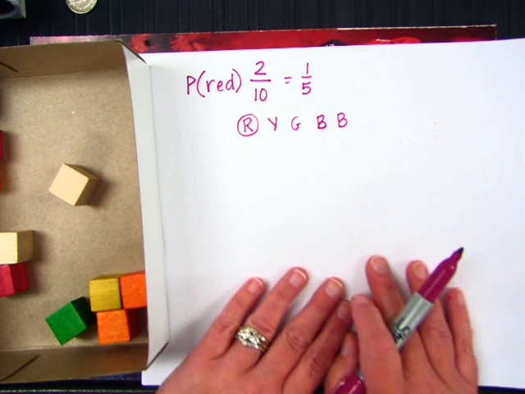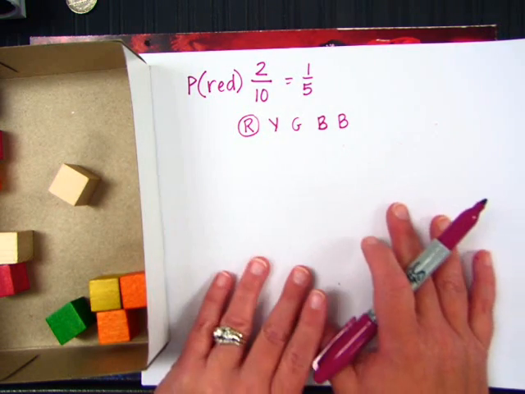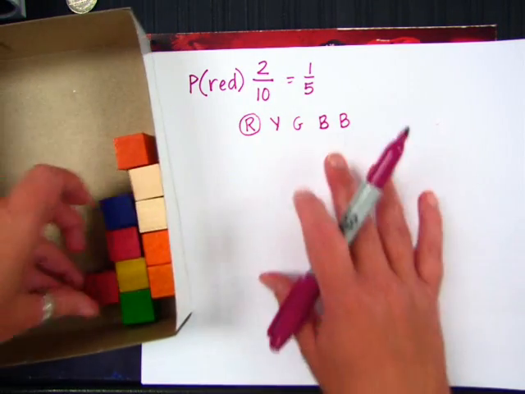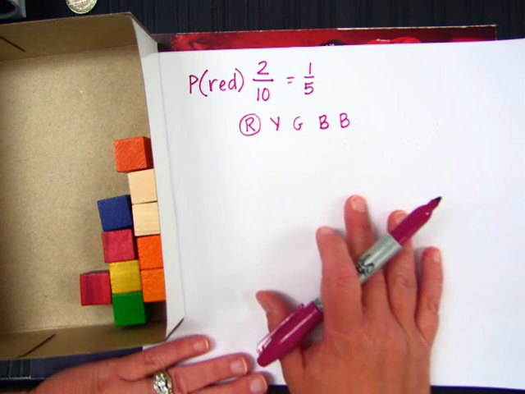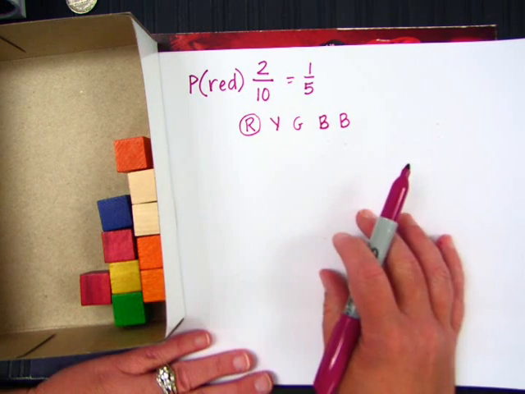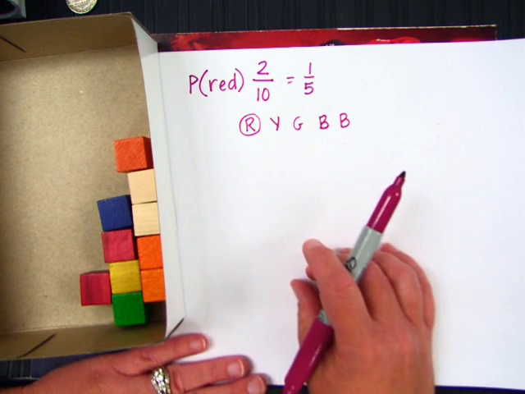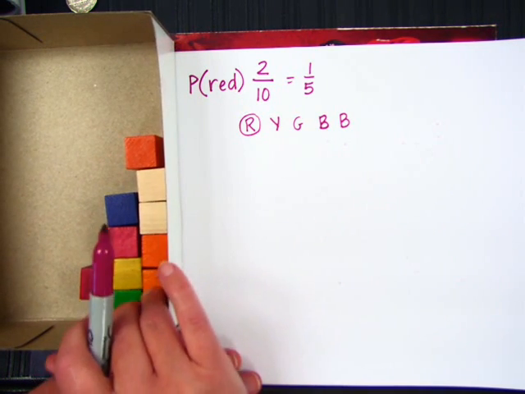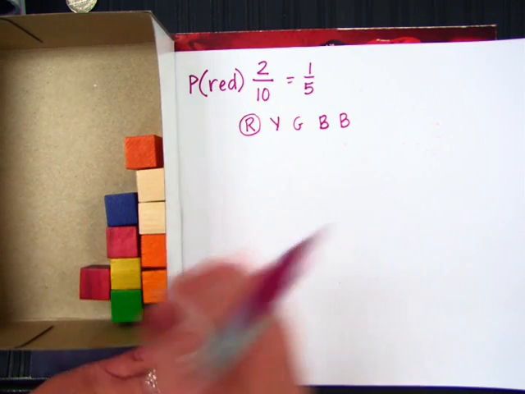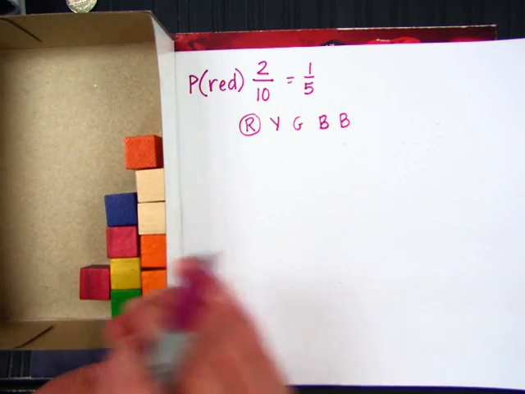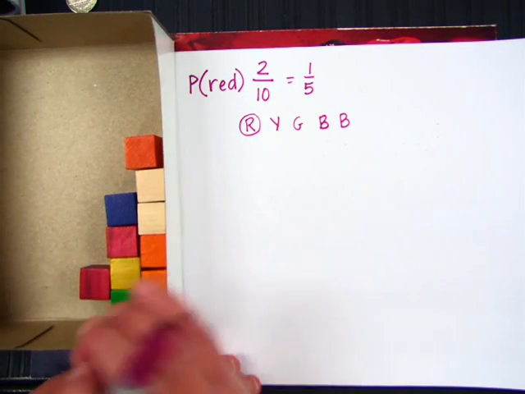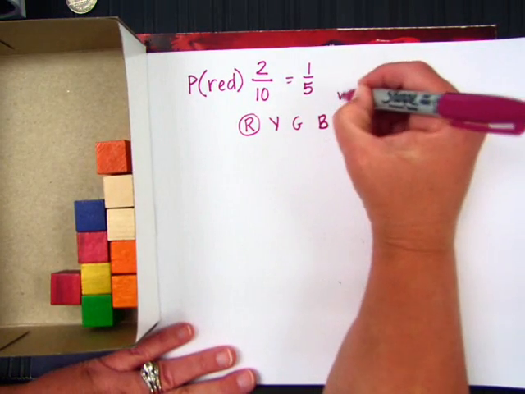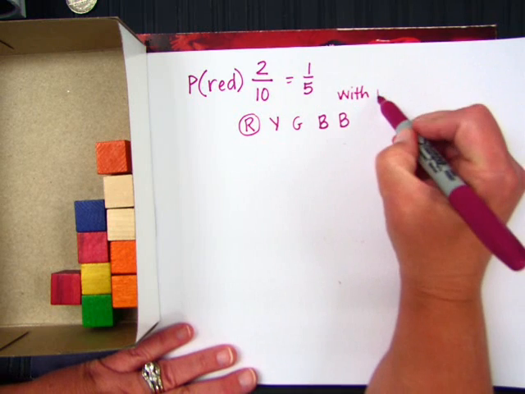So if I picked 5 times, 1, 2, 3, 4, 5, is my experimental the same as my theoretical in this one? Yes, it is, because the probability of picking a red out of 10 cubes where there are 2 red cubes is 1 out of 5, or 2 out of 10, which is the same. It's a simplified fraction. That's all it is. Now, I did that with replacement. I apologize. I put the cube back every time, so there was always a possibility of 10 cubes in there.